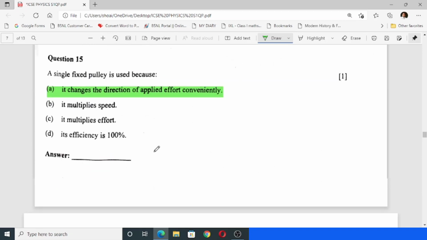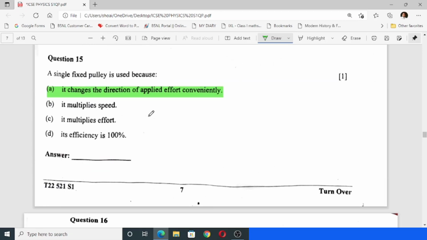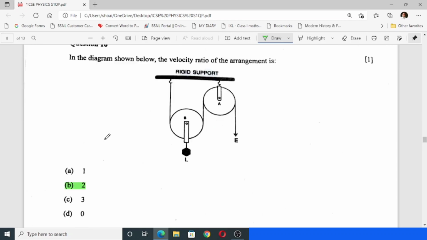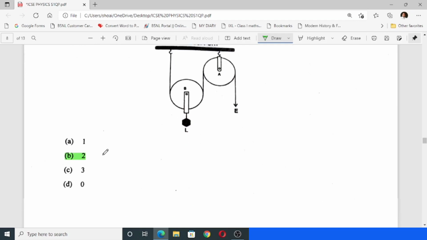Question number 15, the single fixed pulley is used because it changes the direction of applied effort conveniently. Question number 16, in the diagram shown below, the velocity ratio of the arrangement is. Answer is B, that is B, 2 is the correct answer.